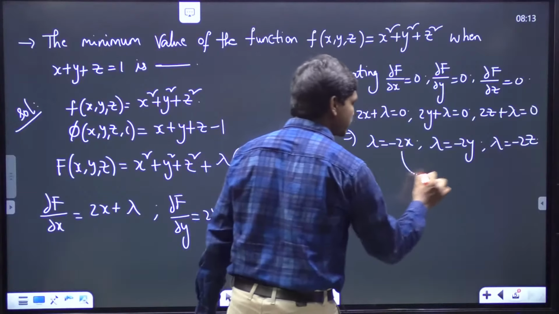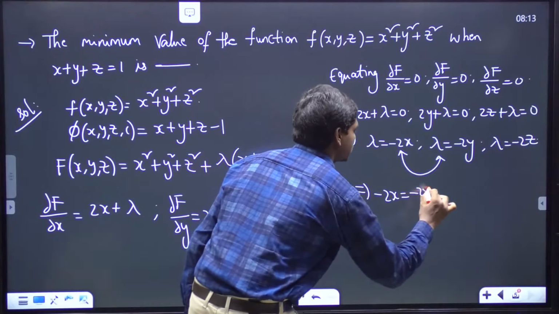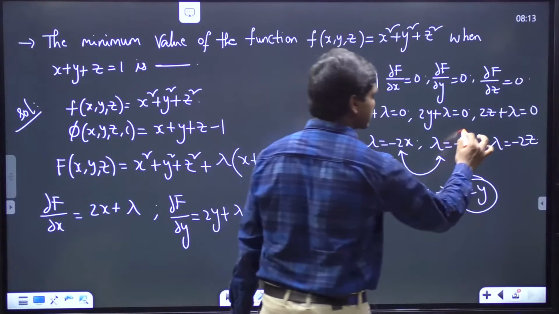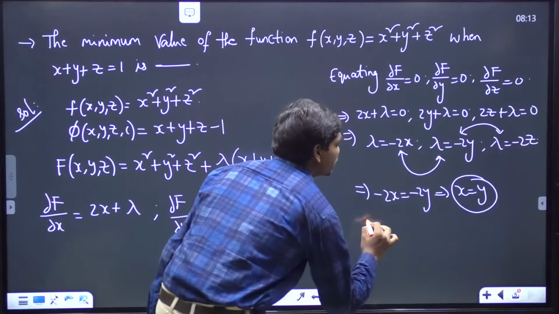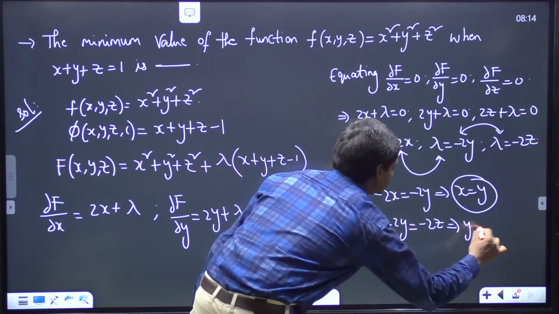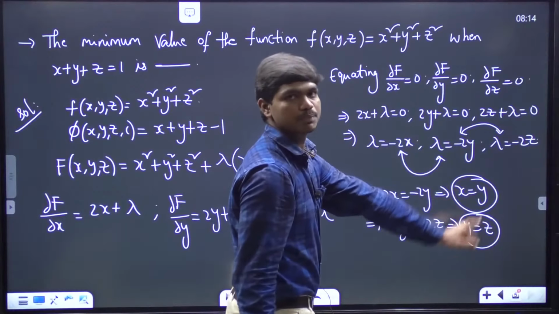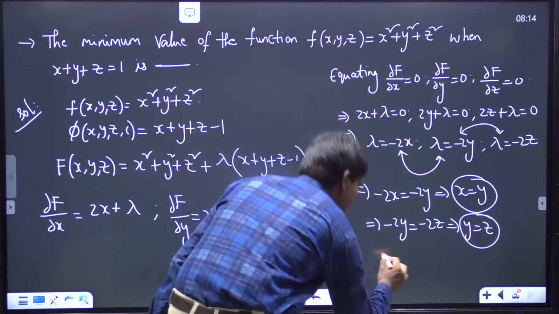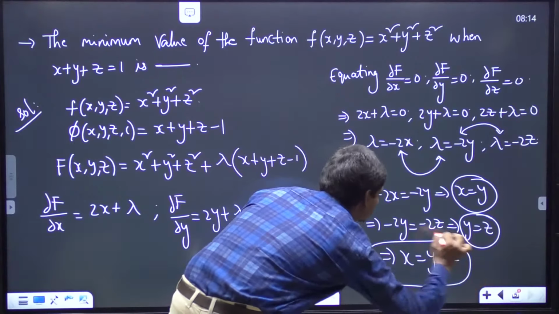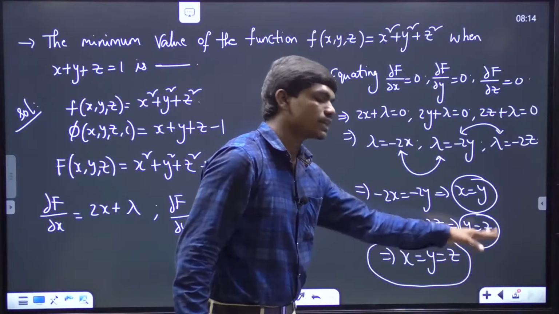For example, if I equate these two first, then I will have minus 2x is equal to minus 2y, which implies x is equal to y. Next, if I equate these two equations again, I will have minus 2y is equal to minus 2z, which implies y is equal to z. Or you can equate any other equations, it doesn't matter, but you will end up with this particular relation between x, y and z. And this tells us the relation between the variables is x is equal to y is equal to z. Means you will get minimum for this function only when all these three variables x, y, z are the same.